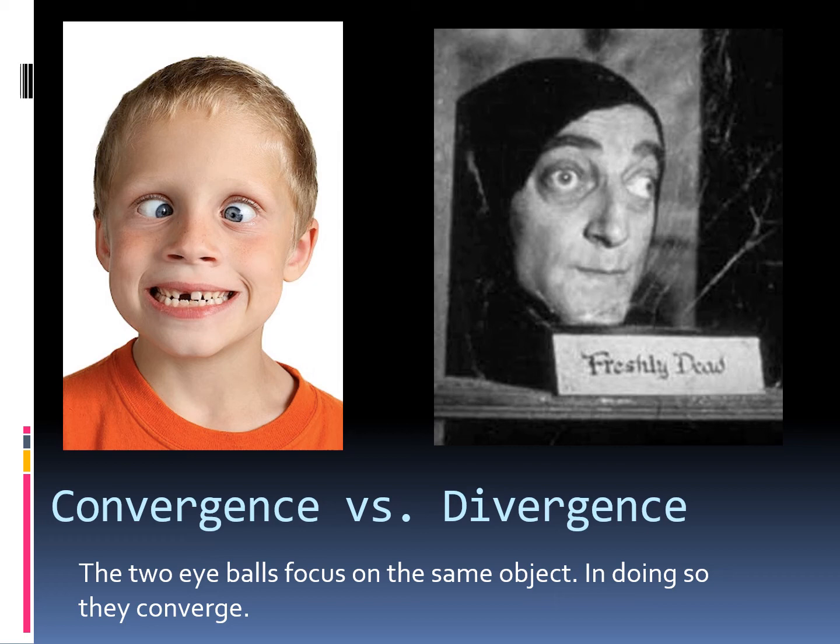That's like the guy on the left, the kid here, the cross eyes, that's where your eyes converge, so you're staring at something in the middle. And then you have divergence where they come apart. So just like you also have earthquakes where the plates are coming apart from each other.